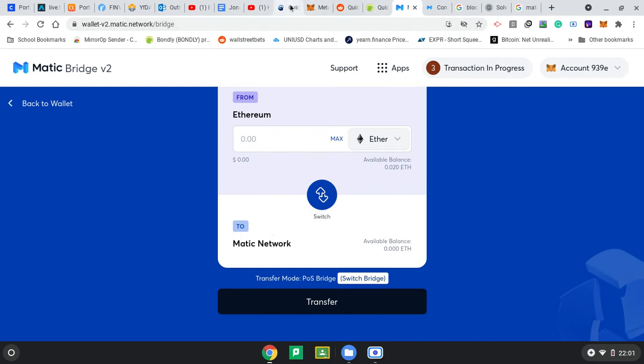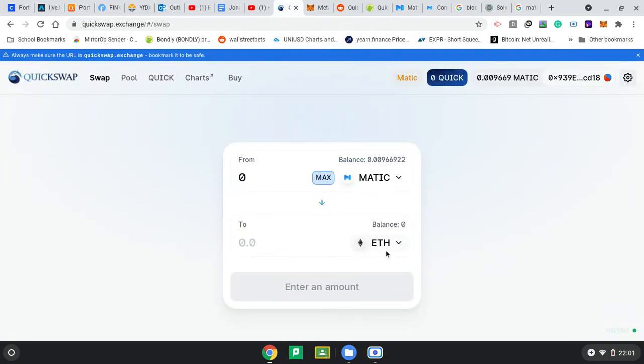Then you would have seen it on your Quickswap account. You'd have wrote ETH. So I can go max. But I'm not really doing it now. But that's what we've done. So you use the swap to change from Ethereum to MATIC.